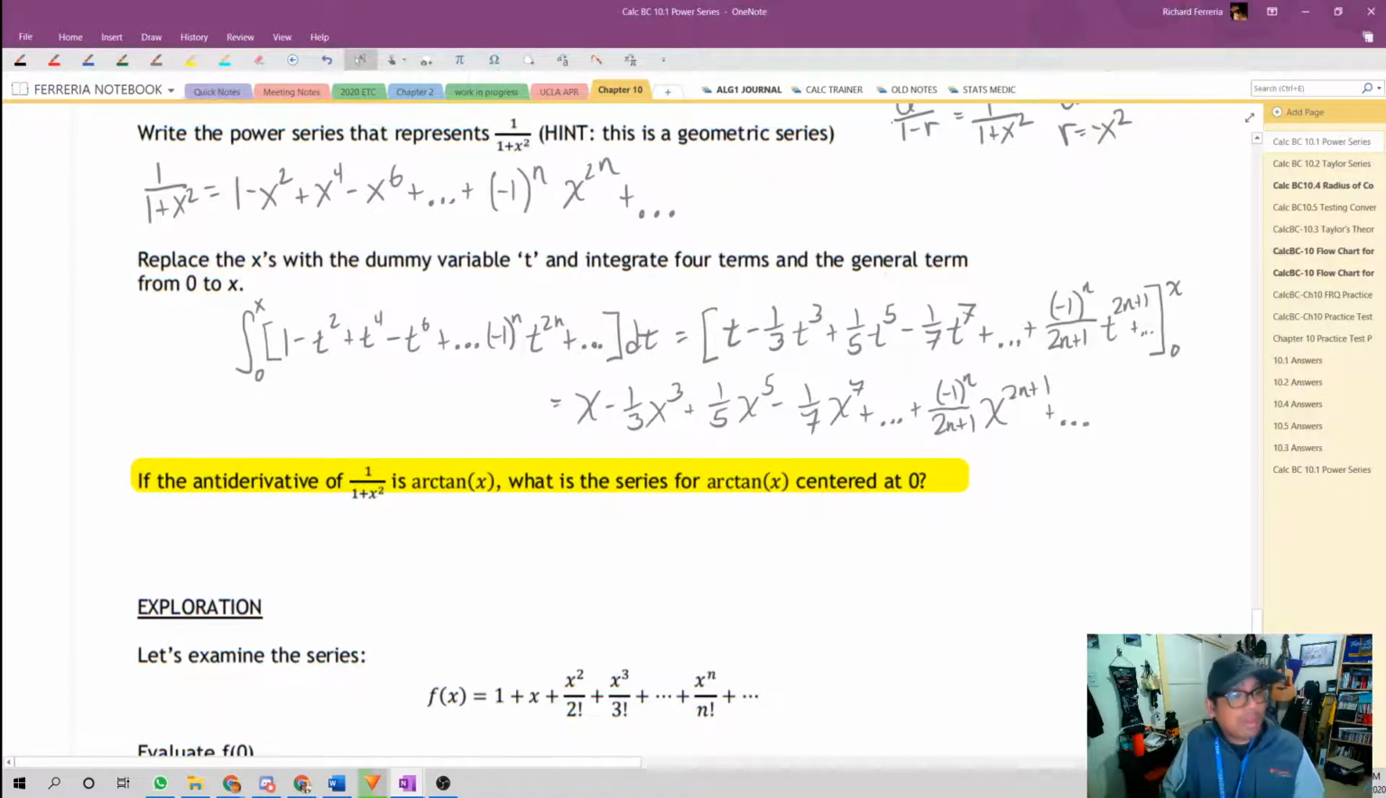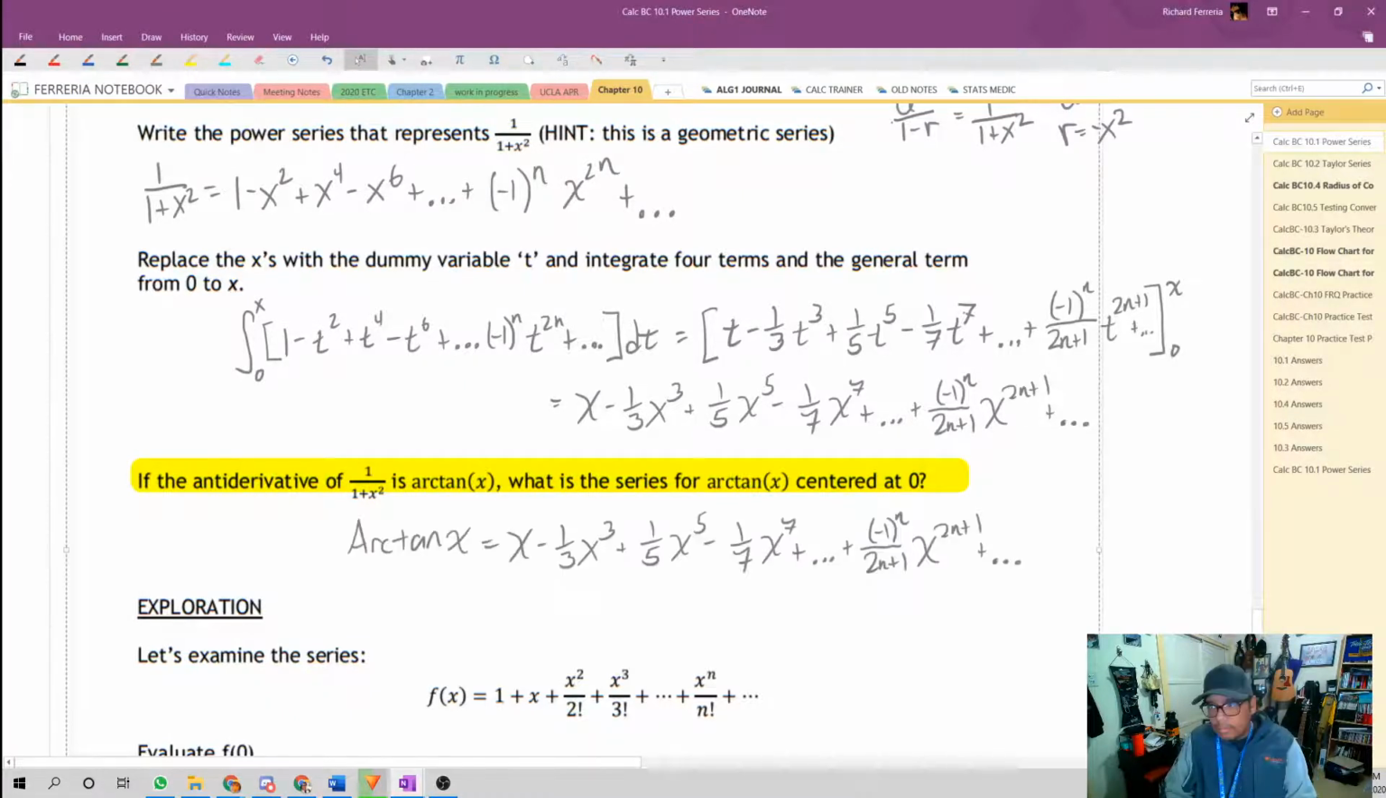And to put it all together, if the antiderivative of 1/(1 plus x squared) is arctangent, then what is the series for arctangent? Well, there we go. It's just our result from our previous part of the problem.